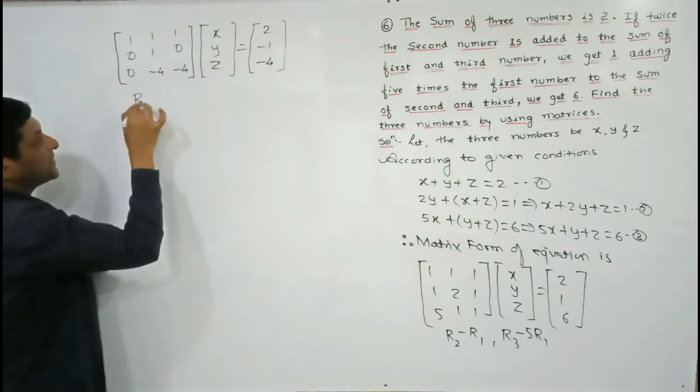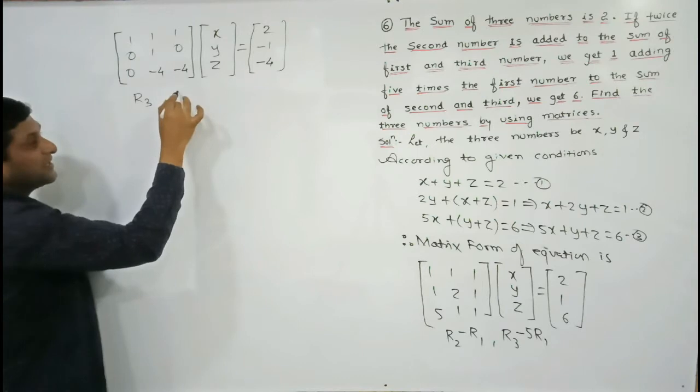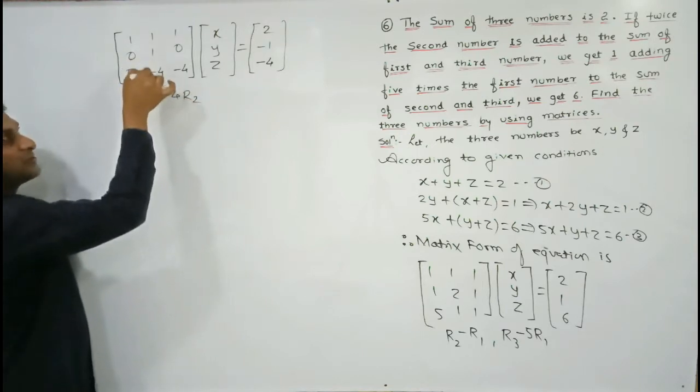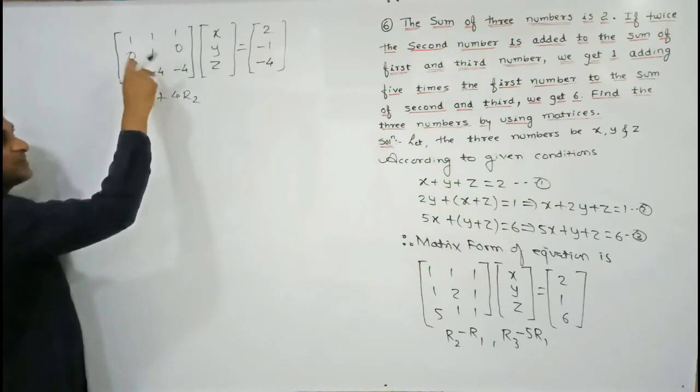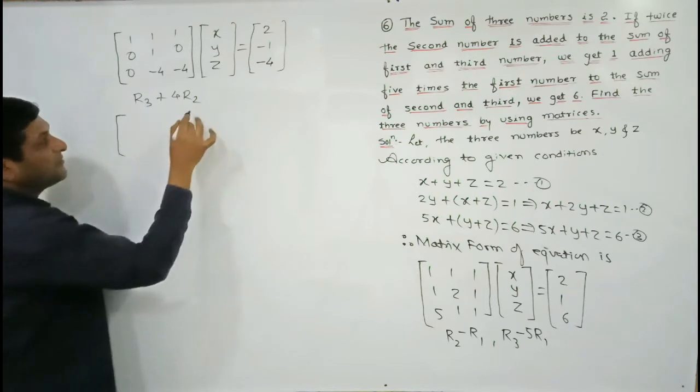So our operation is on R3. What is the element of R3? Minus 4. Let us check whether we will get 4 here. Yes, if I am multiplying R2 by 4, we will get 4, and we have to take the addition here, because plus 4 minus 4 will become 0. So let us perform this operation on the element of R3.